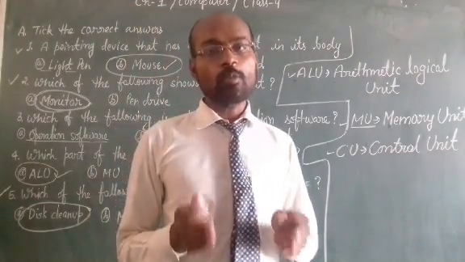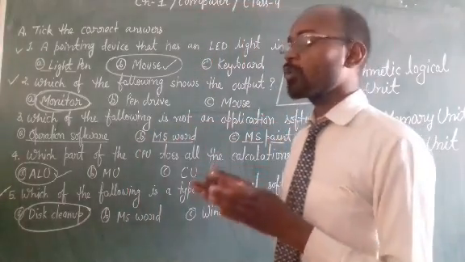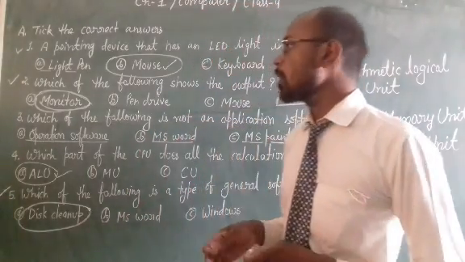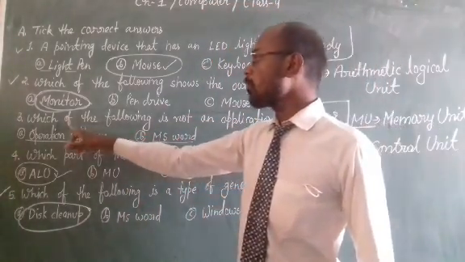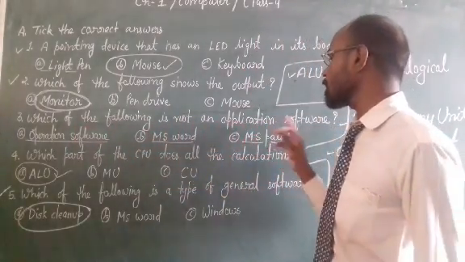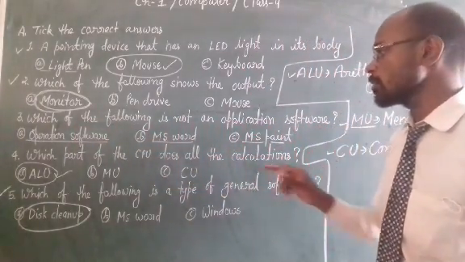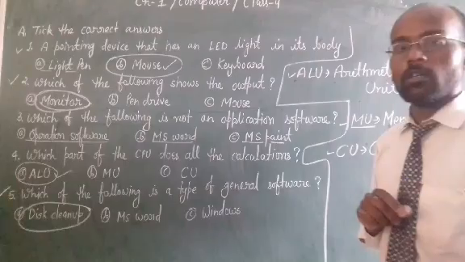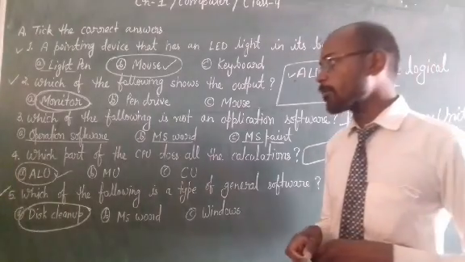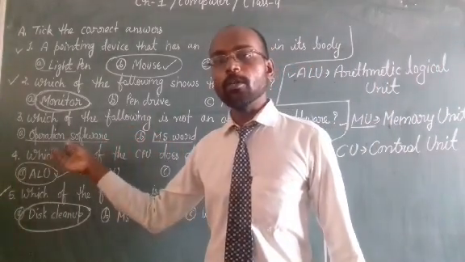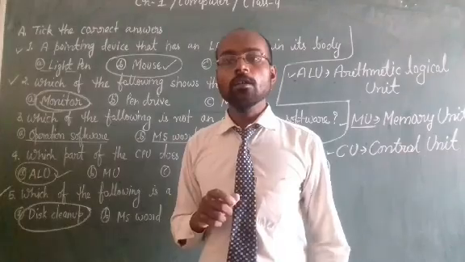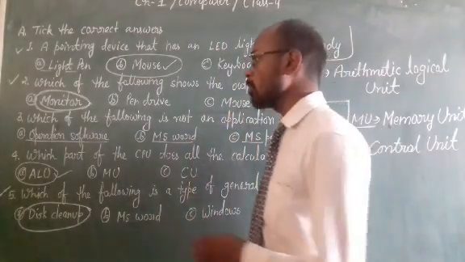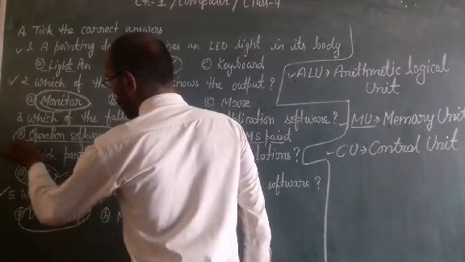Monitor is an output device which shows us output. And question number three is, which of the following is not an application software? So students, MS Word and MS Paint are application software. Operating software is a system software. So option number A is the right answer.